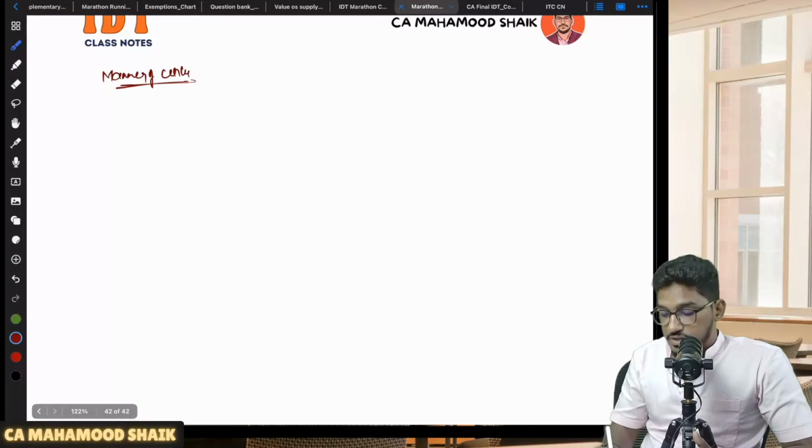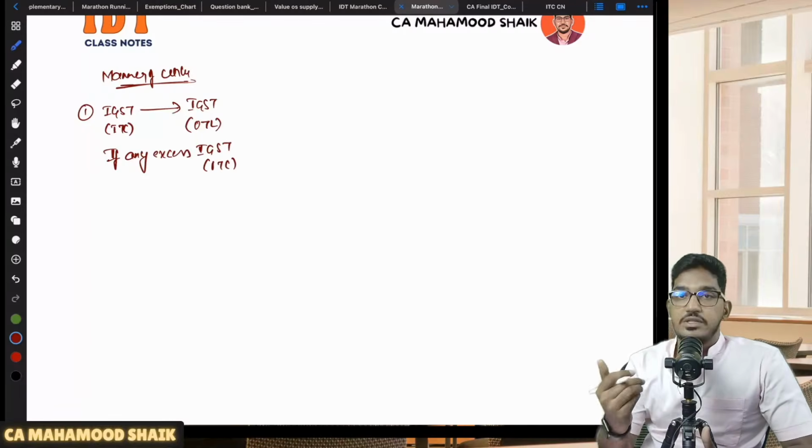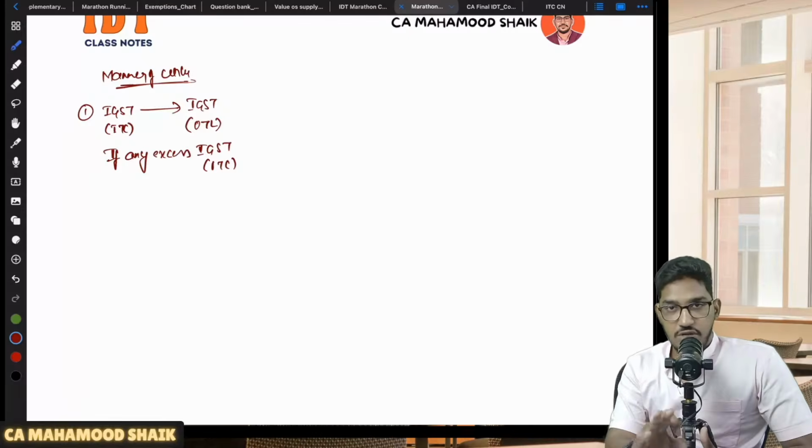What is the manner of utilization of ITC? Just to follow this order. So first start with IGST. IGST input tax credit must be first utilized for IGST output tax liability. IGST ITC must be first used for IGST output tax liability. If any excess IGST input tax credit is available, whatever ITC of IGST you have, that must be first utilized for payment of IGST output tax liability.